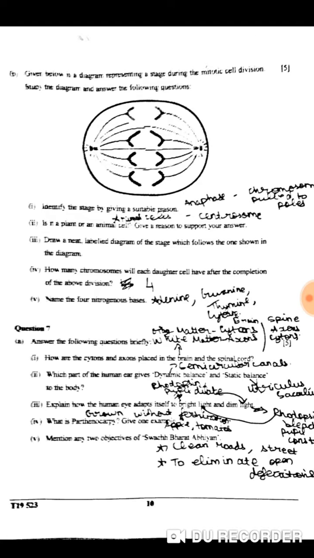Mention any 2 objectives of Swachh Bharat Abhiyan. The objectives are clean roads and streets, to eliminate open defecation, to monitor proper latrine use.